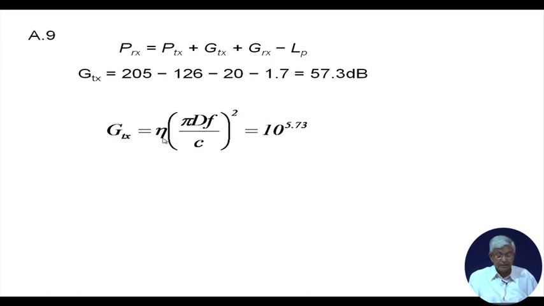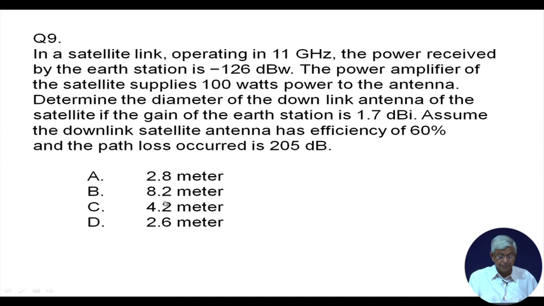Then the antenna gain is efficiency times (pi d by lambda) squared, that is (pi d f by c) squared, and that gain value is already available, 57.3. So, in the ratio you can get it. Here f is known, efficiency is known, c is known, and d has to be found out. So, d is 8.21 meters, and one of the options is 8.2 meters, which is nearest. So, B option is correct.